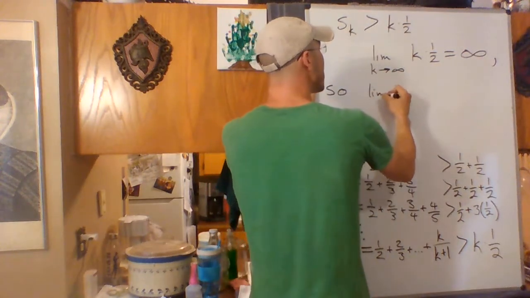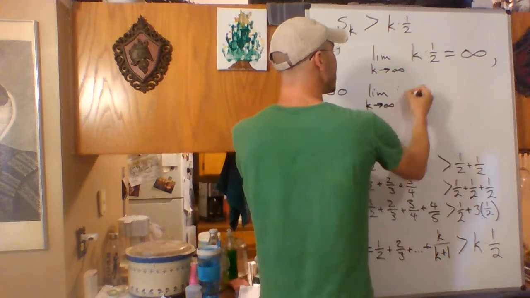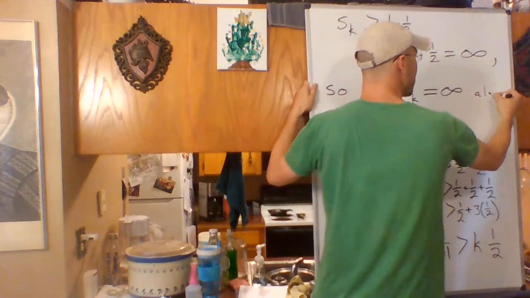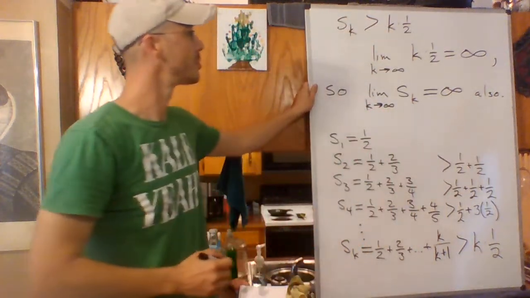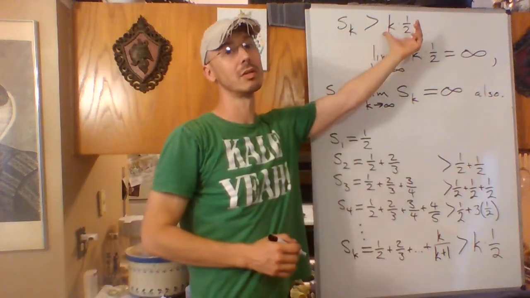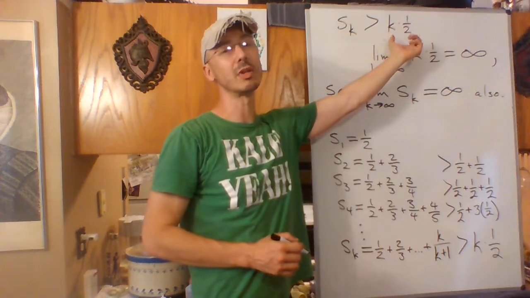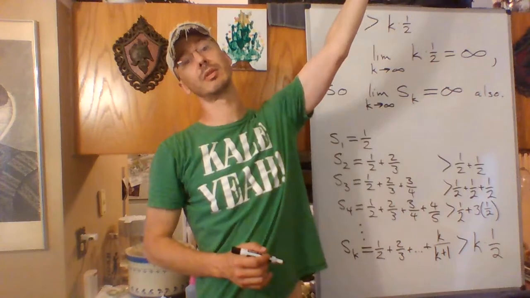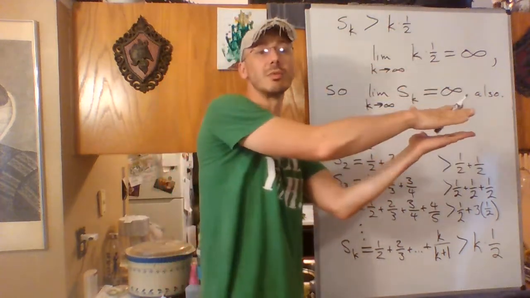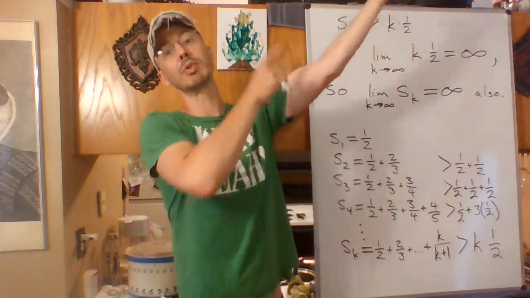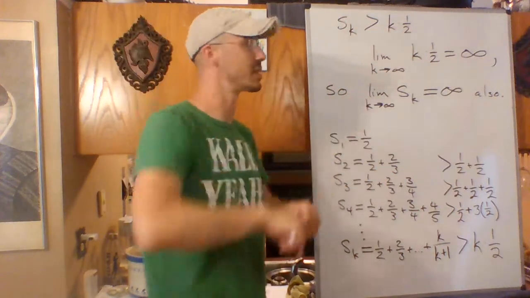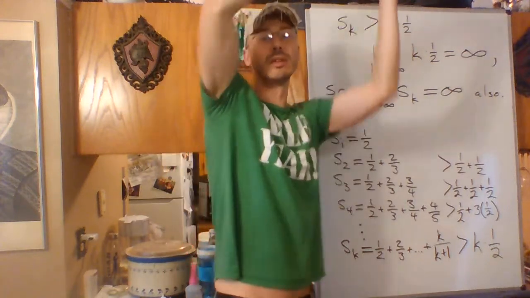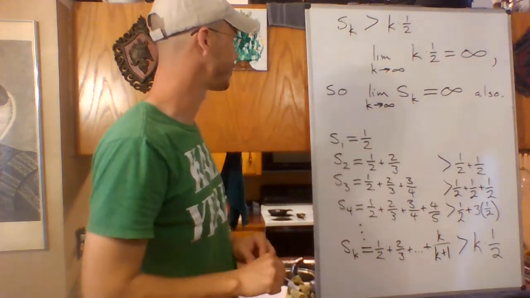So the limit as k goes to infinity of sk equals infinity also, because I have a smaller one. We looked at the squeeze theorem. This is kind of like that, except that it's squeezing up. Instead of squeezing between two sequences, we're squeezing it up toward infinity, or infinity is not a good sequence, but between infinity and anything else, the limit's going to be infinity.